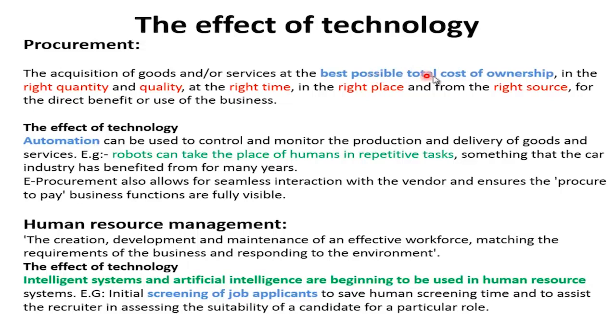So about the total cost of ownership, we will talk in the next slide. So, the effect of technology. Automation can be used to control and monitor the production and delivery of goods. For example, a robot can take the place of humans in repetitive tasks. The car industry has benefited from this for many years. E-procurement also allows for seamless interaction with the vendors, ensuring the procure-to-pay business functions are fully visible. A robot can take the place of humans in repetitive tasks.